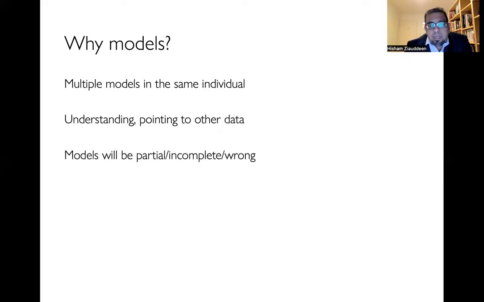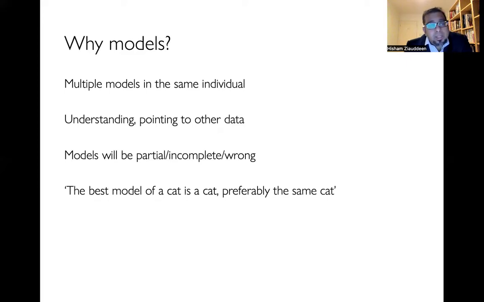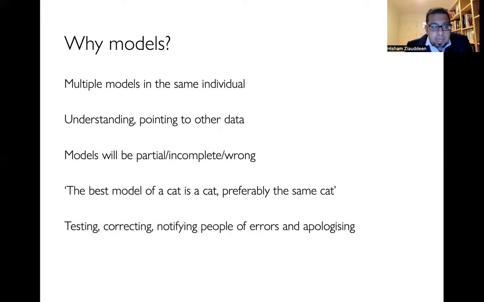Now, it's important to remember that when I talk about models like this, I'm talking about hypotheses, right? And these models will always be partial or incomplete or frankly wrong. So to cite this quote, whose provenance I can't quite remember, the best model of a cat is a cat, preferably the same cat. But what you're doing with the different hypotheses is that you generate them and you test them out. And one of the most important ways you test them out is with the person. Does this make sense? Does it seem to sort of explain or help understand what you're going through? And you correct these models as you go on.